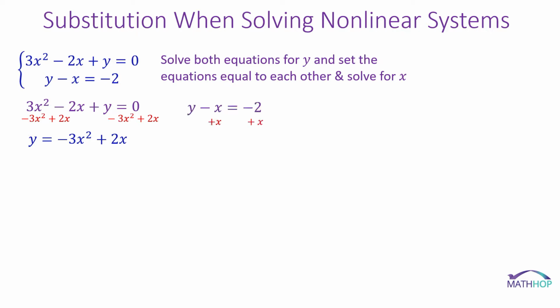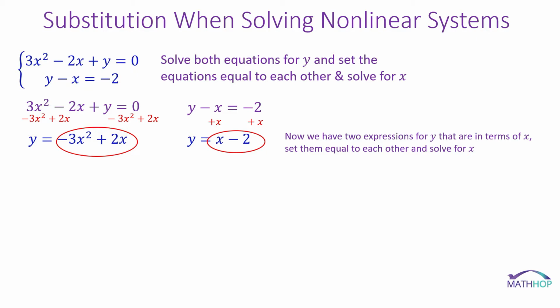Now taking the other equation, super easy, y minus x equals negative 2. Just add x to both sides. You get y equals x minus 2. Now these are the two expressions I'm going to set equal to one another to solve for x. So negative 3x squared plus 2x equals x minus 2.